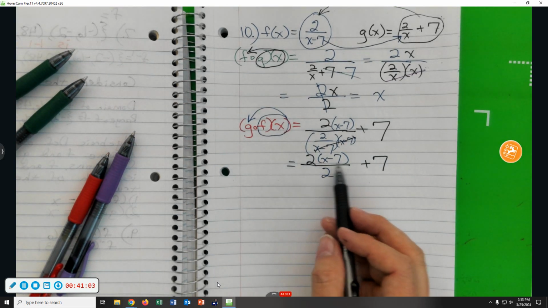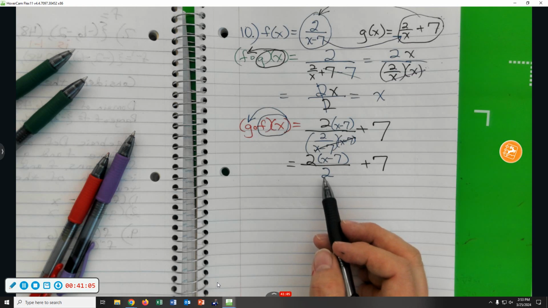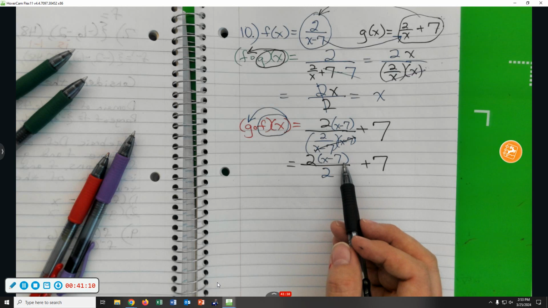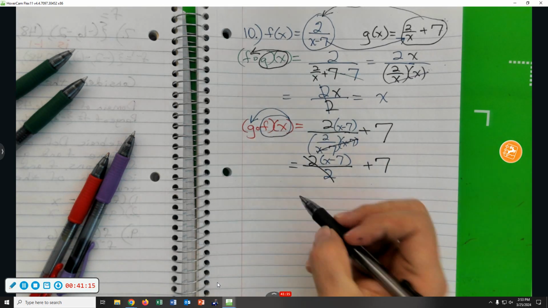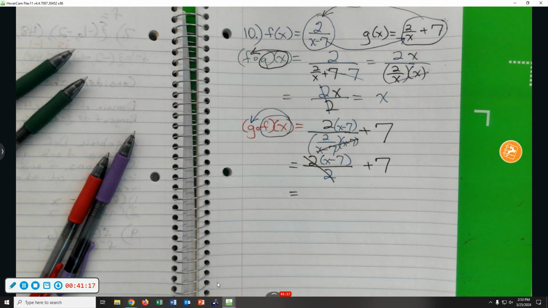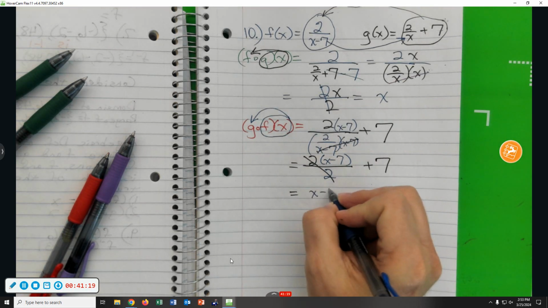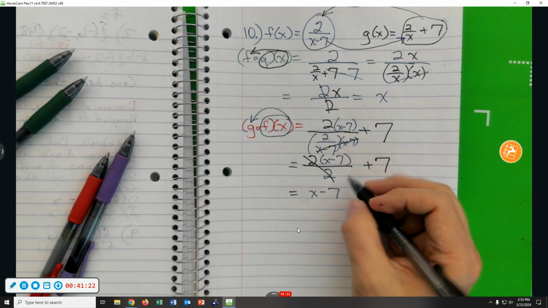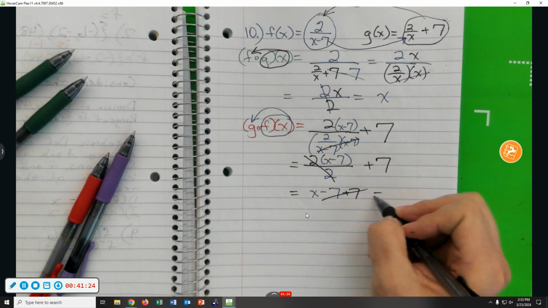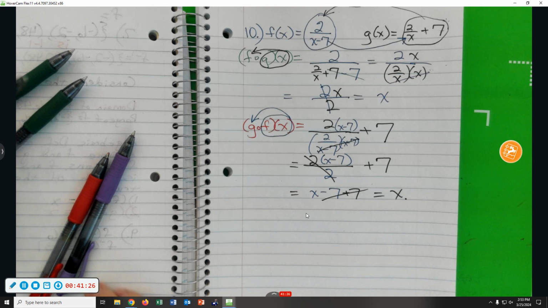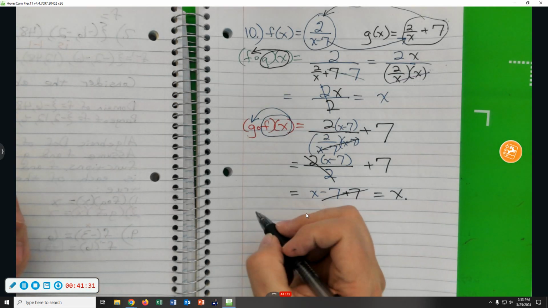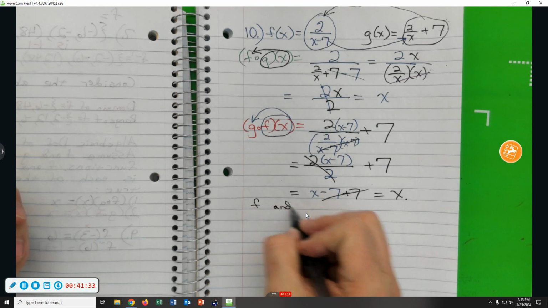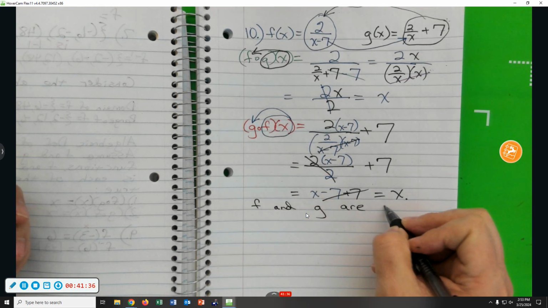If you had distributed that 2x minus 14, you couldn't do what I'm about to do right now. Here, that top is in factored form. I can cancel the 2's. So all I'm left with is x minus 7. And what else do I have stuck on there? A plus 7. And voila. Everything canceled out except for x. Therefore, we can conclude f and g are inverses. Correct.